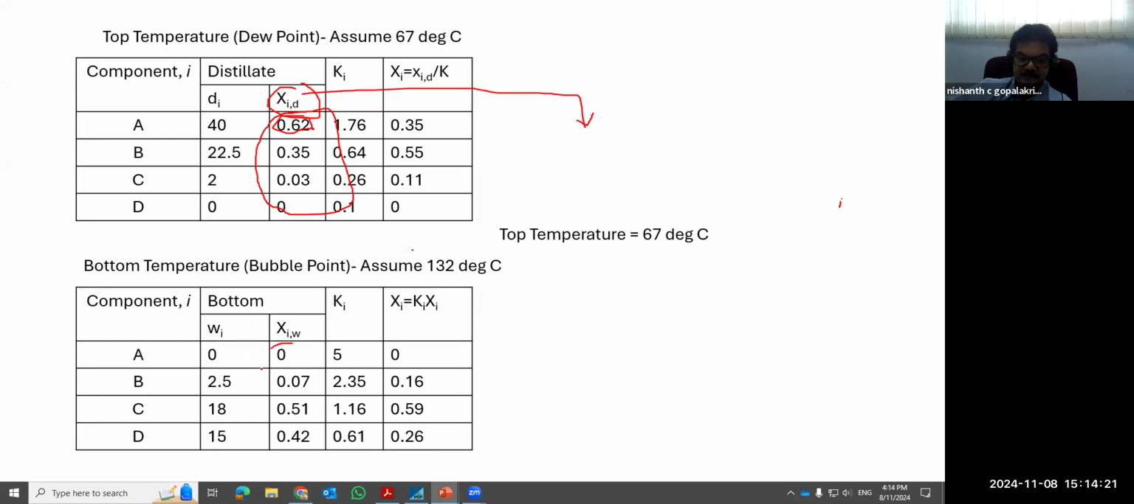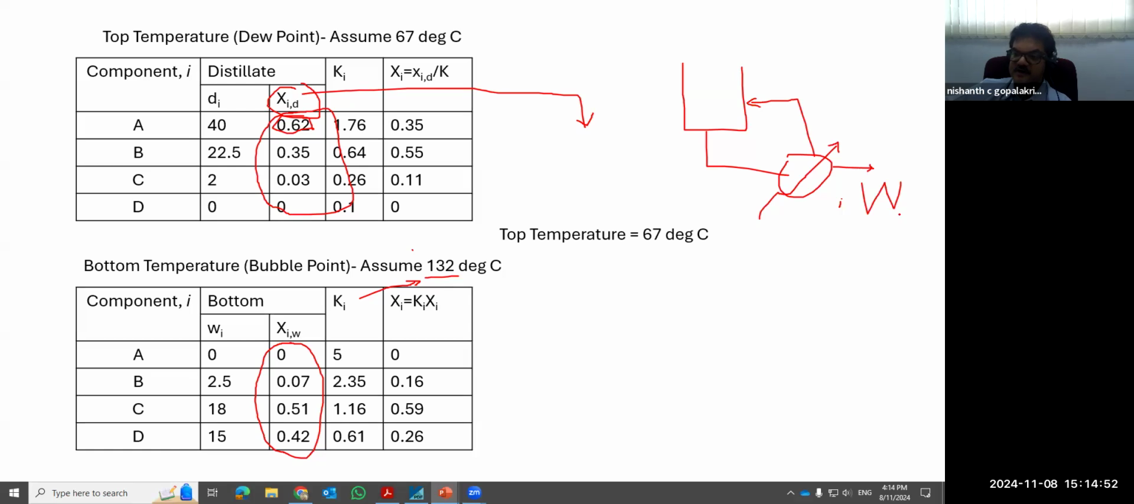So this is the bottom composition. Now, just like the previous case, I take the K values at the assumed temperature. Now, at the distillation column bottom, this product is collected as liquid, right? So this bottom product is collected as liquid. So that means this composition actually refers to the liquid composition. So to find whether the assumed temperature is correct, what we check is whether the corresponding vapor composition is summing up to 1.